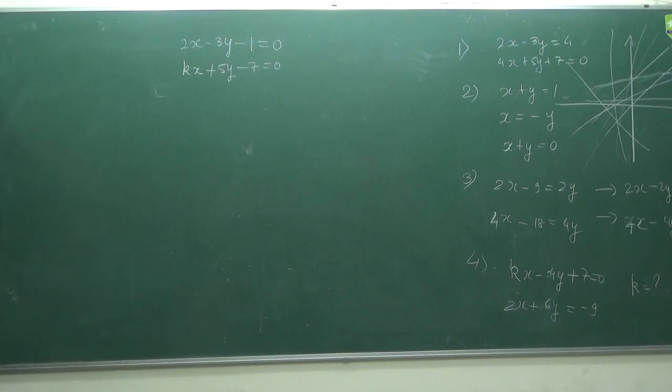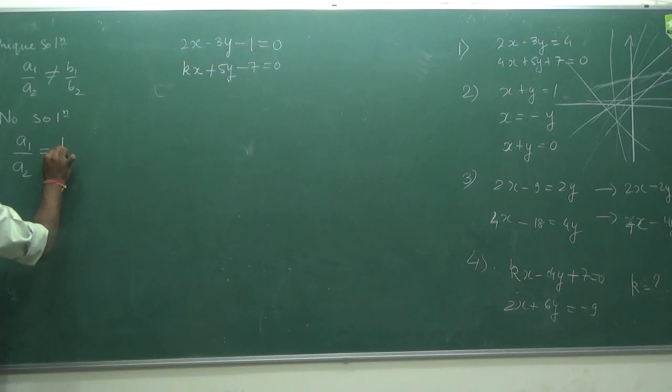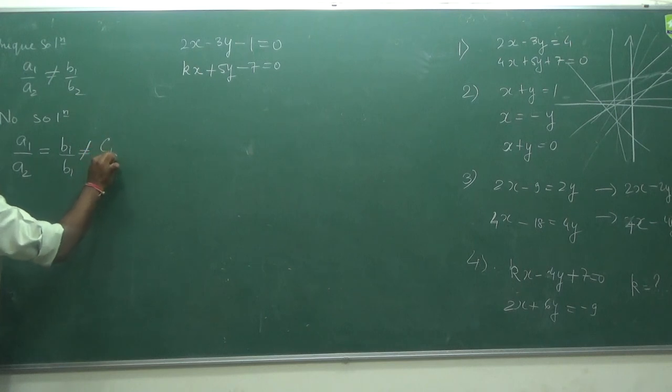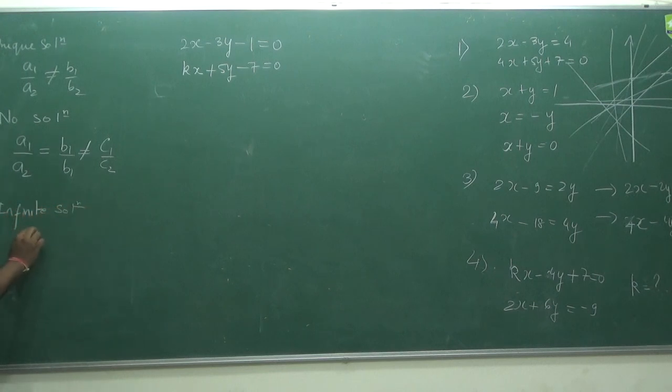So I'm writing the three conditions. Unique solution. Shreya, what is the condition for unique solution? A1 by A2 is not equal to B1 by B2. That's it. You just need to check this, and it's done. Then no solution. Gopika: A1 by A2 equal to B1 by B2 not equal to C1 by C2. And Ishani, infinite: A1 by A2 is equal to B1 by B2 is equal to C1 by C2.